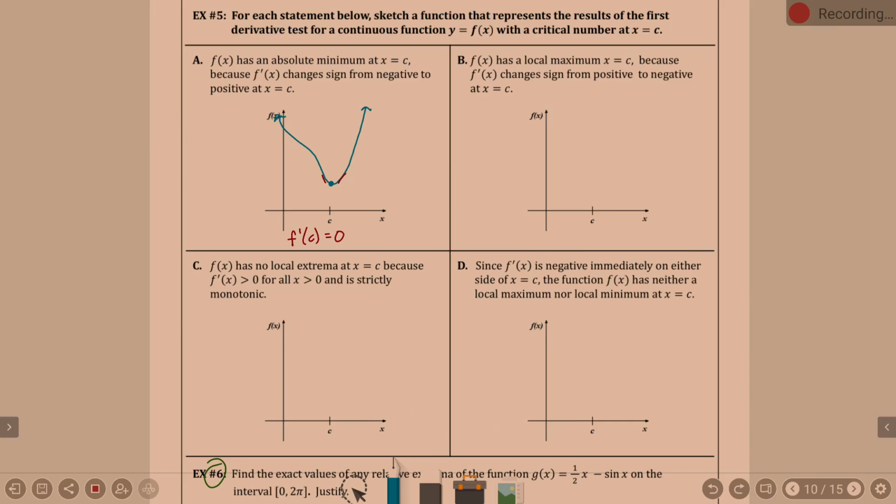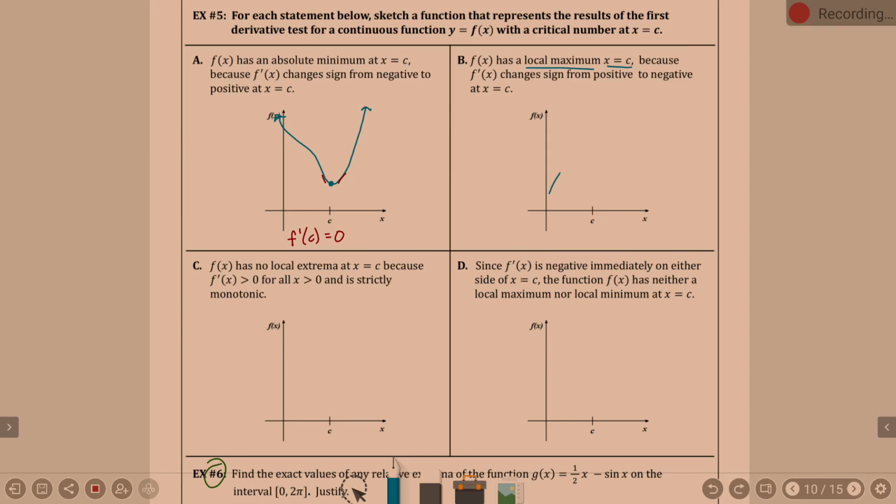B. F of x has a local maximum at x equals c, because f prime of x changes sign from positive to negative at x equals c. Well, all we care is that we're trying to make it a local max at x equals c. I agree. There's going to have to be a local min in there. I'm trying to think of a way you could draw it without a local min. You're going to have a local min in there too. Down and back up. Yeah.